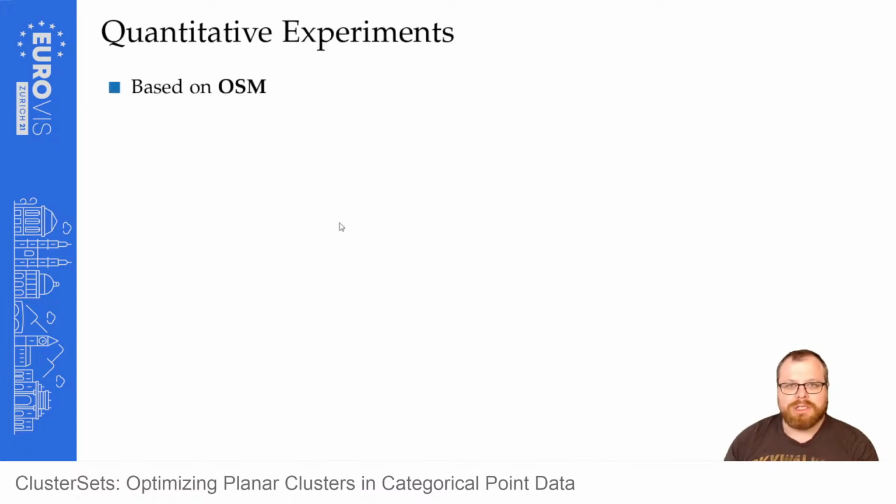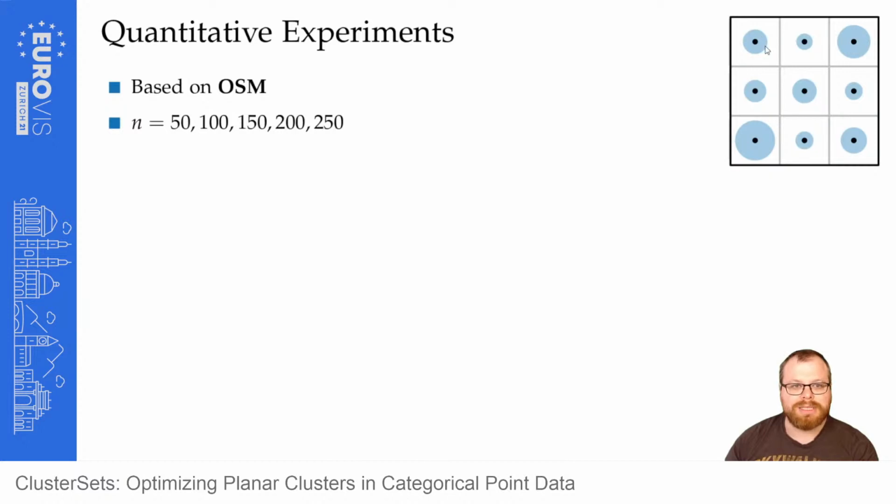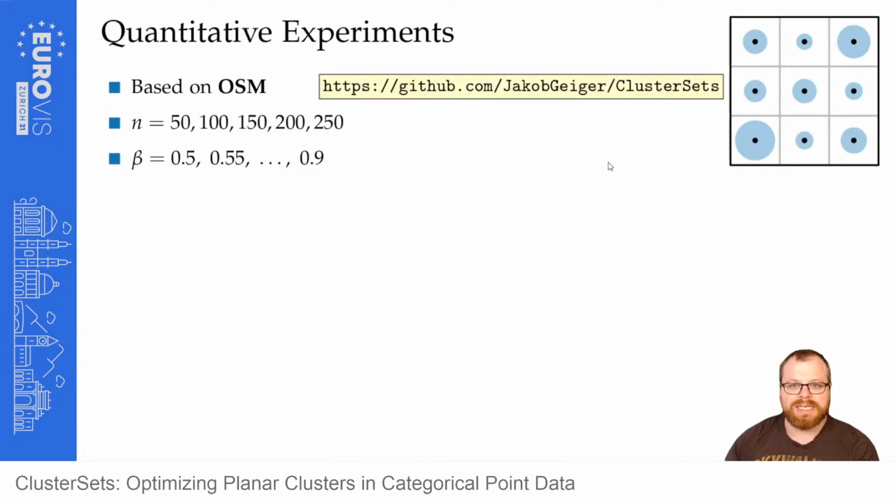To create smaller data from this large dataset, we took the region that the data lies in and split it into 9 squares. For each square, we took the center point, and for different n from 50 to 250, we found the closest points to these centers. This gives us 9 times 5, so 45 different datasets. And for each dataset, we ran experiments for beta equals 0.5 to 0.9 in steps of 0.05. You can also download the code we used for these experiments from GitHub.